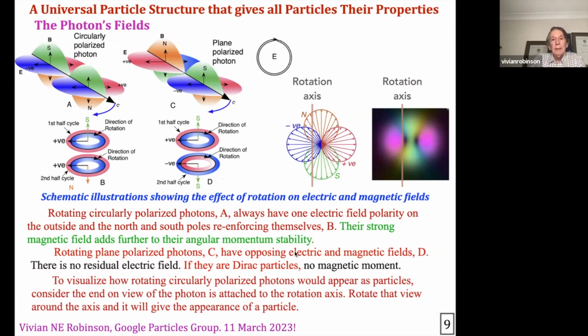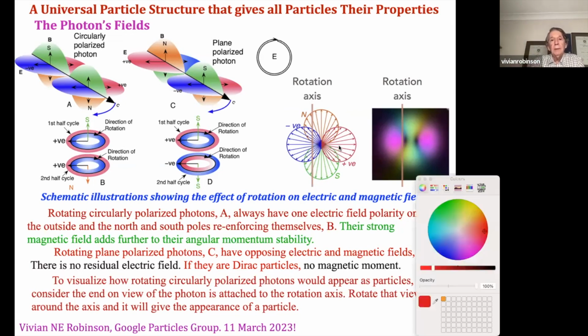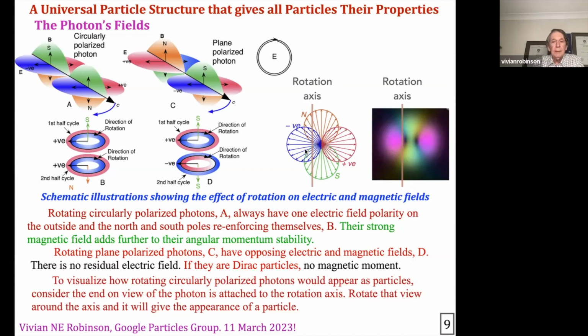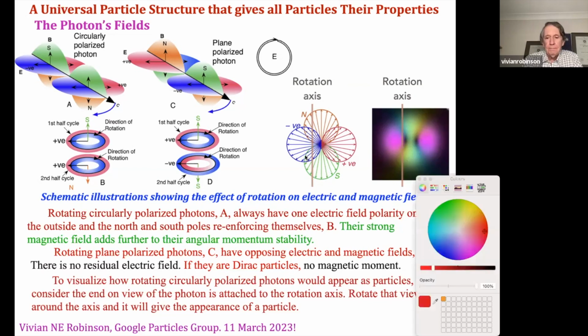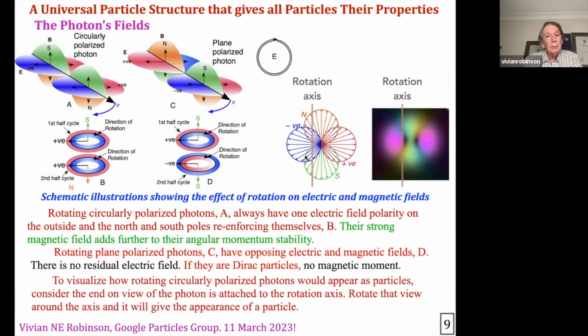To visualize a rotating photon, we put an axis, say in this case, an axis off center, and if you just give that axis a twist, you'll get one field on the outside, the magnetic field pointing up, and the second field on the inside. And that gives you some indication what a particle would look like.